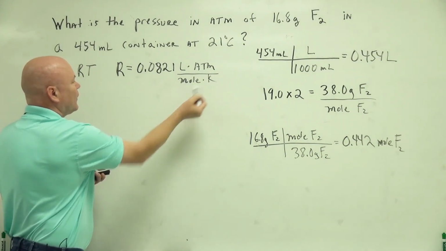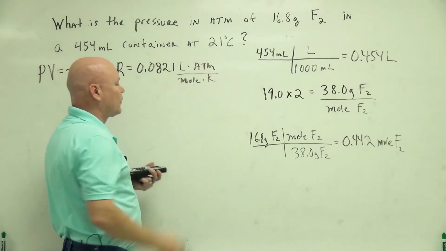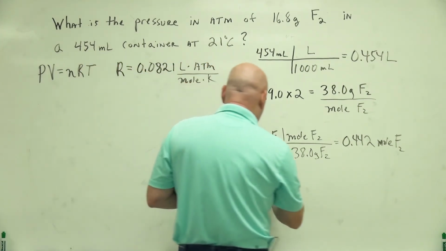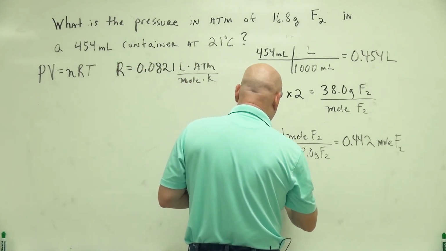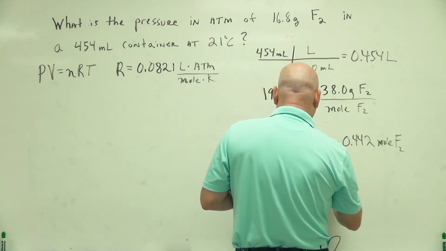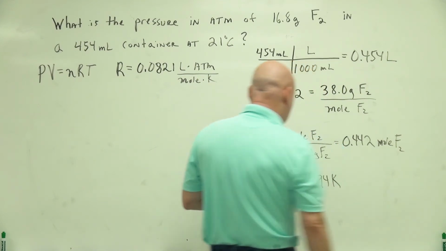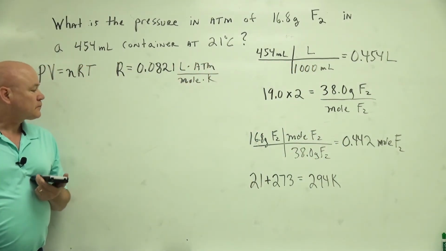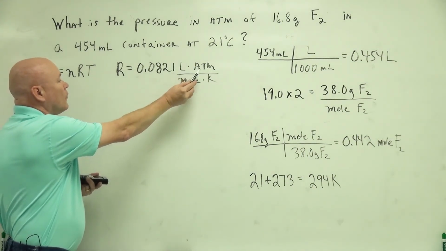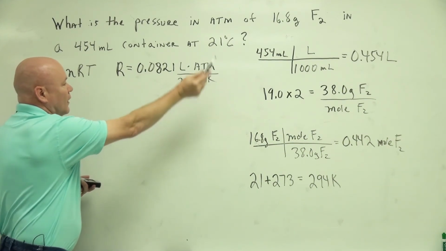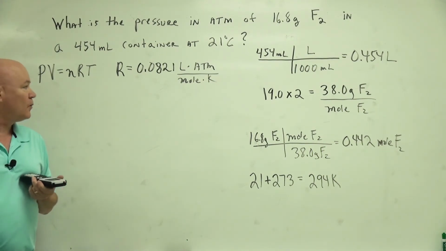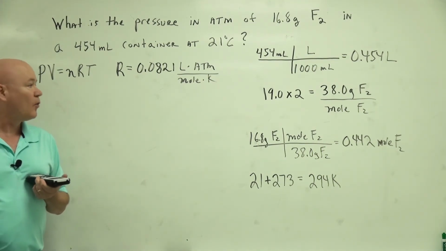Now I have the moles, and now I need to find my temperature, and it must be in Kelvin. My temperature is 21 degrees Celsius. That's certainly not in Kelvin, but we can fix that: 21 plus 273 equals 294 Kelvin. So I have looked through my R, and I've got the volumes, the pressures, the moles, and the Kelvins. If I don't have it in the problem exactly like it is in the gas law constant, I went ahead and did the conversion and put it into the proper units.